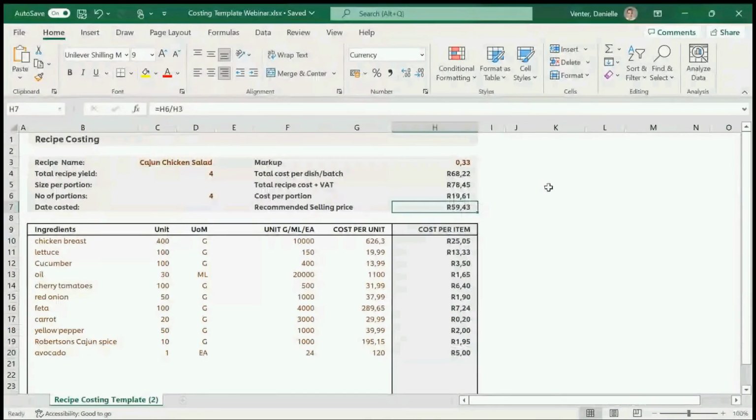Then that is calculated. So remember I said you take your cost of your recipe and you divide it by 0.33 and it gives you 59 Rand 43. So this is what you have to sell your Cajun chicken salad for to your customers at the moment.